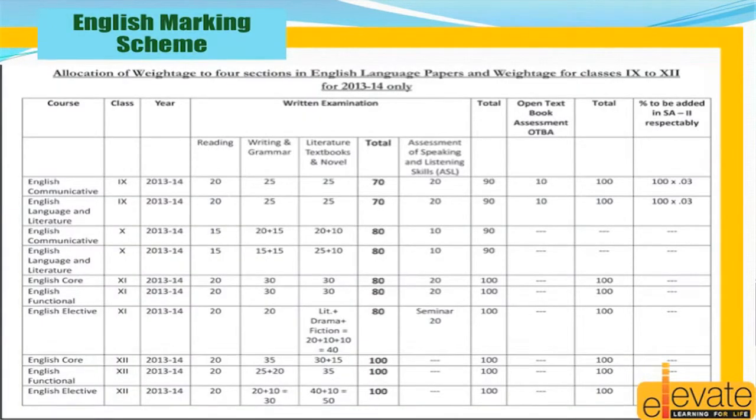Now we are going to talk about the marking scheme for 9th class, 10th class and 11th class. This is particularly for 2013-14. It is going to be improved, but presently it is something like this: 70 marks in English for reading, writing and grammar, and then literature, textbook and novels, and then assessment of speaking and listening skills for 20 marks, and then for OTBA 10 marks. It will go like this.